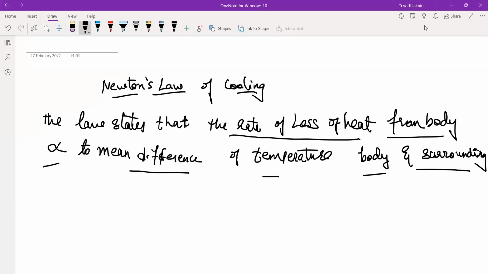Okay, but provided the excess temperature is very small.